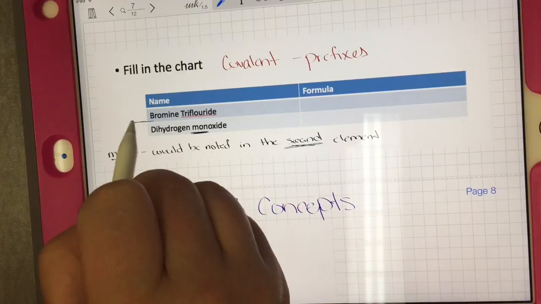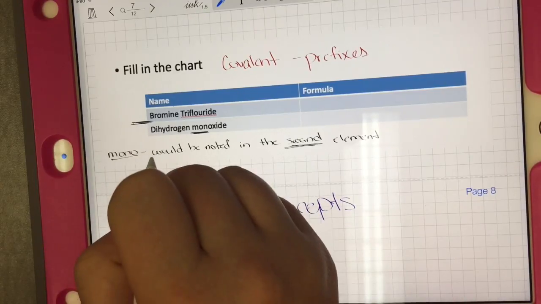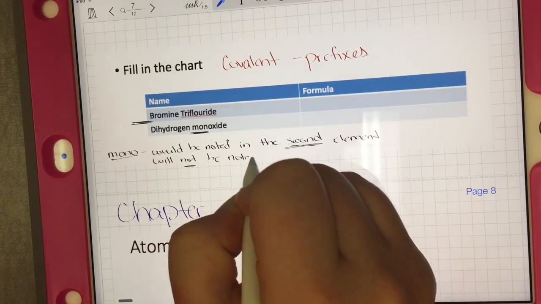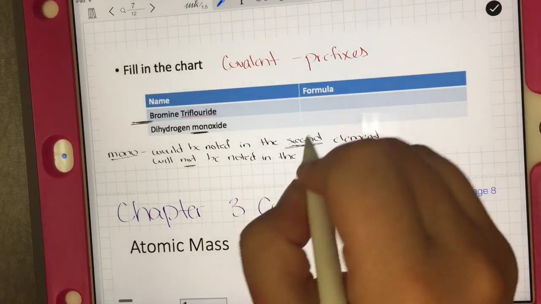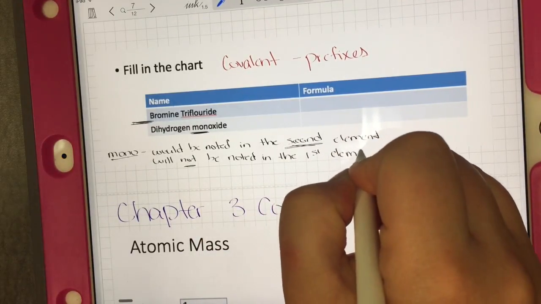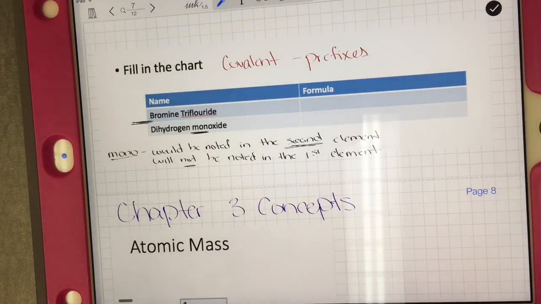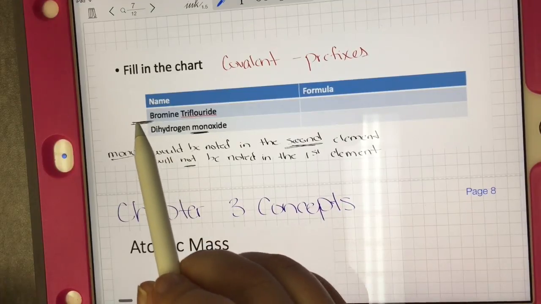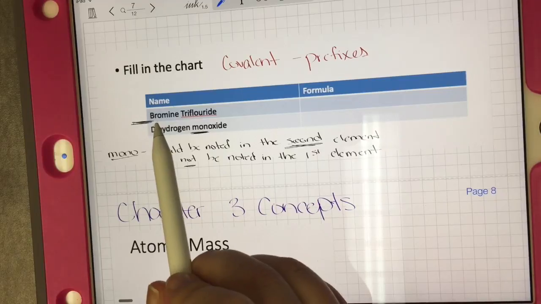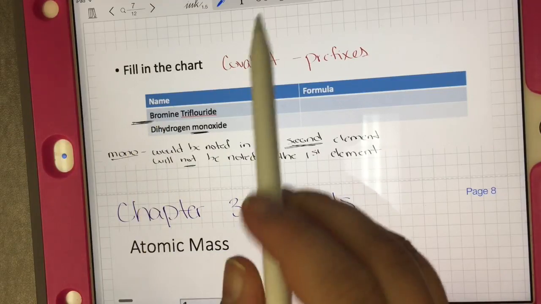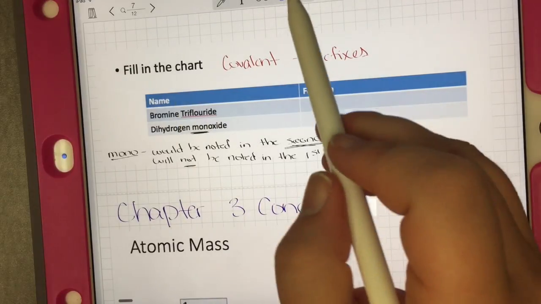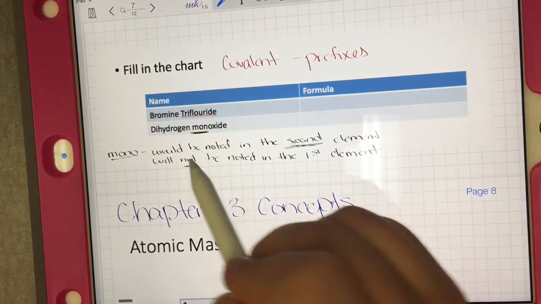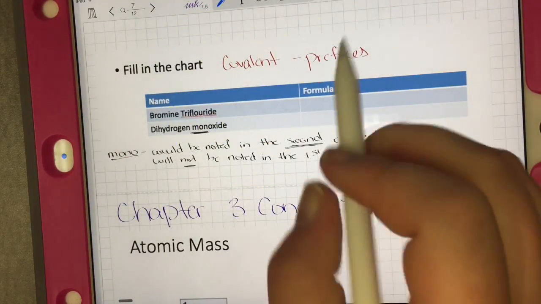And so we see here we find mono in our second element. But mono is not in front of this bromine, but it's understood to be there. So it will not be noted in the first element. But the other prefixes are noted in the first element. So if you have a covalent compound that doesn't begin with anything and it just begins with the name, we're going to assume that there's one there. So in this case, for bromine trifluoride, we're going to assume that there's one bromine because we know the mono is not going to be noted in the first element.